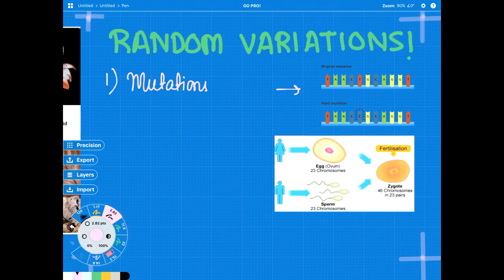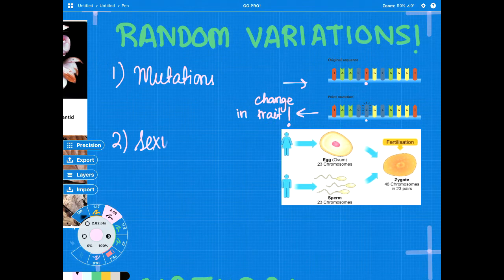Now what processes lead to random variations? The first of these is mutations. Take a look at this DNA. Like this thymine has changed to cytosine, which will then result in a change of trait and a variation. The second process responsible is sexual reproduction. Well, three more processes come under sexual reproduction which lead to variations.